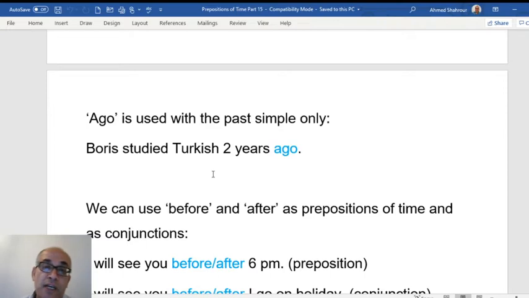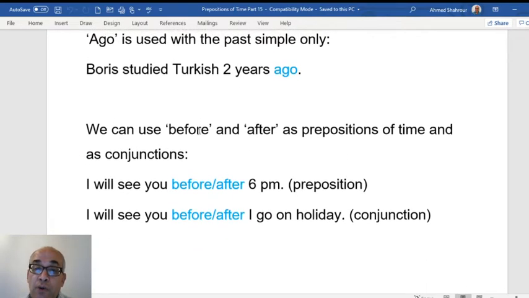Another word, ago, is used with the past simple only. So if you look at this sentence, Boris studied Turkish 2 years ago. So what is the meaning of ago? It means in the past. And remember to use ago with the past simple tense.